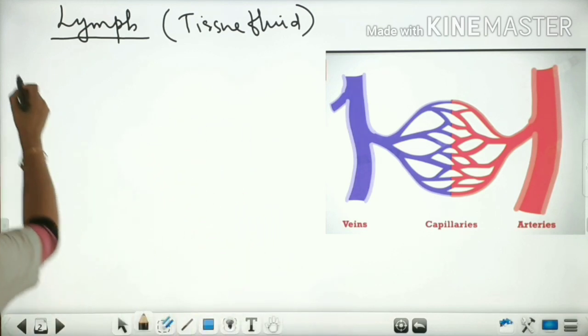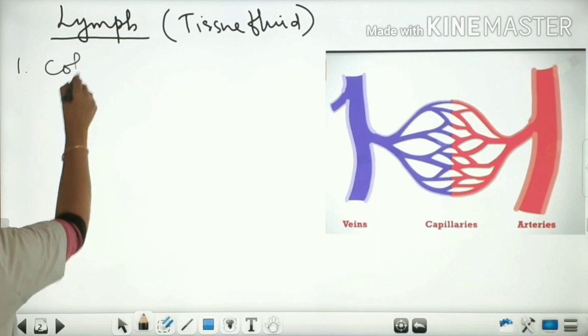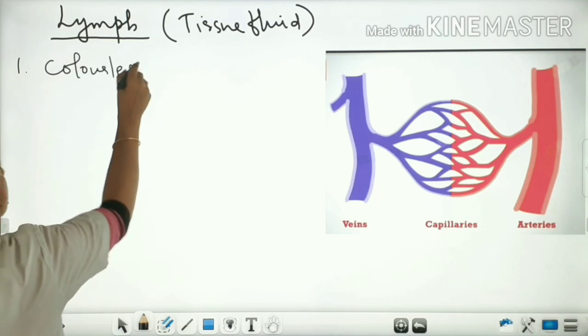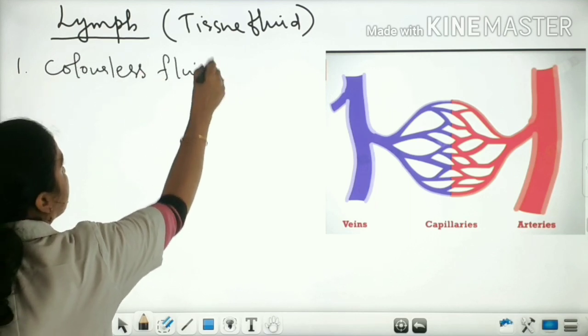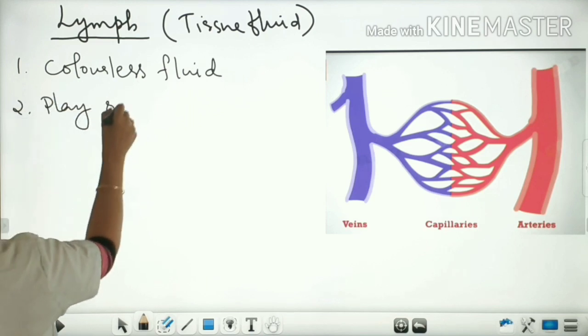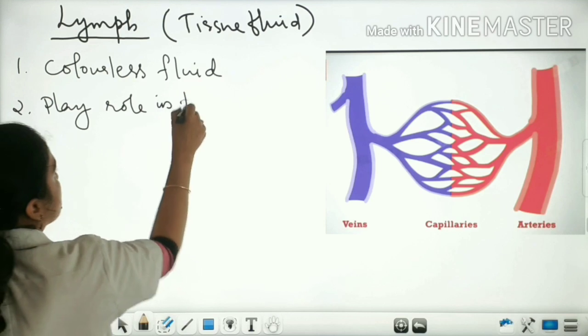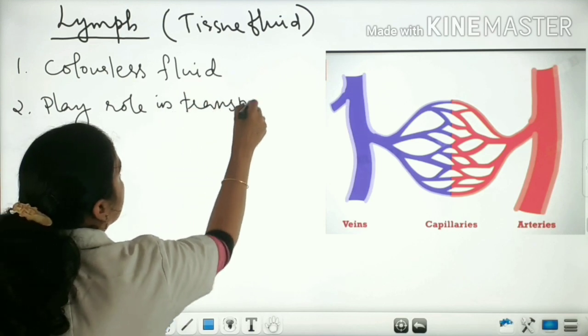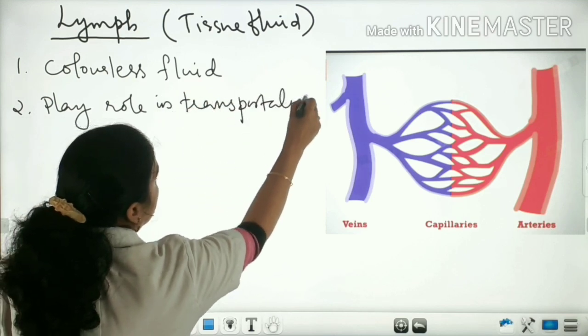So before that, we can write the first point. This is a colorless fluid, and it plays a major role in transportation. Major role in the transportation.